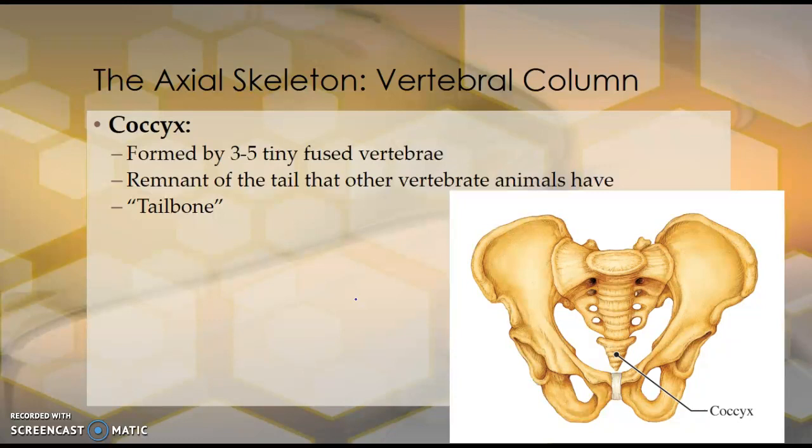Okay, and then last but not least on our vertebral column is the coccyx. It is kind of a remnant of our ancestors. It's our tailbone. It used to be a tail. We don't have them anymore, and everybody's a little different. You can have 3 to 5 of these fused vertebrae just depending on your genealogy.